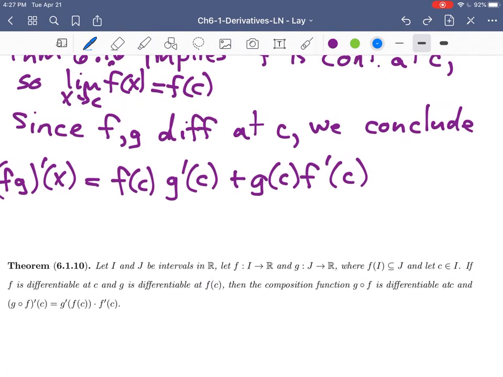We also have theorem 6.1.10, which says if I and J are both intervals, and f is a function from I to the real numbers, g is a function from J to the real numbers, and the range of f is a subset of J, and we let c be some element in the domain of f. If f is differentiable at c and g is differentiable at f of c, then the composition function is differentiable at c, and we have our chain rule there that we are familiar with.